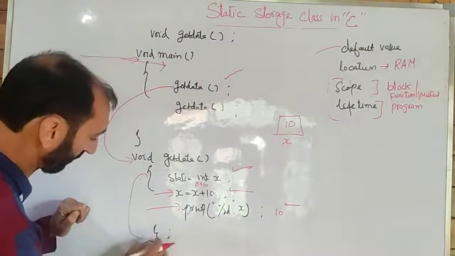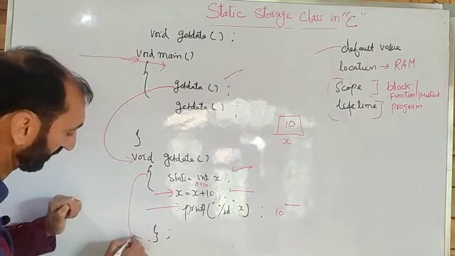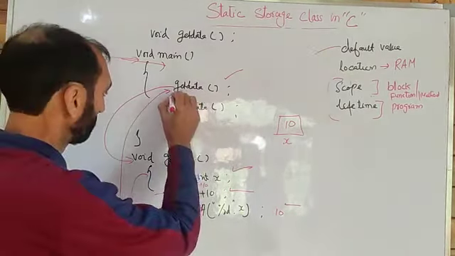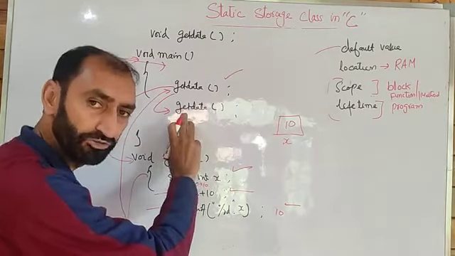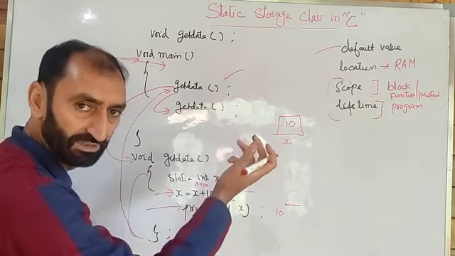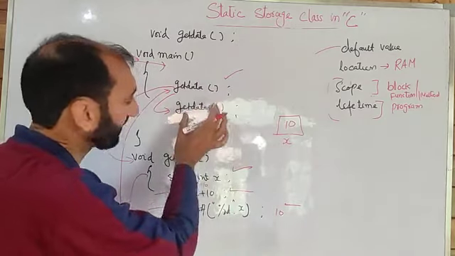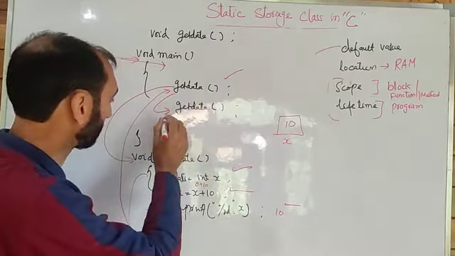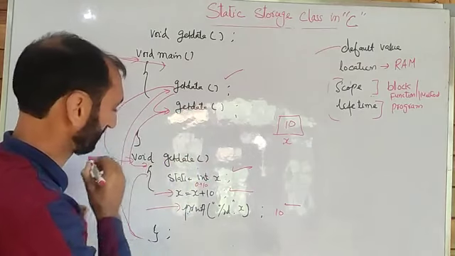And after that, there is a closing brace and the control will go back to here. Then this line will get executed. Here I have called the function again. Two times I have called the getdata function. Again the control will go here.